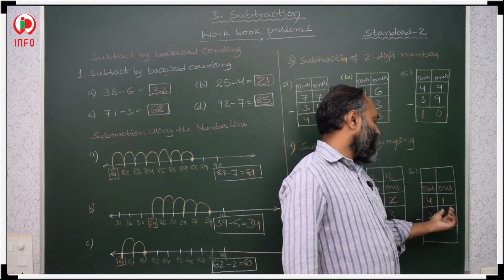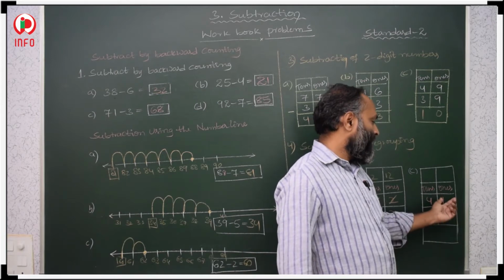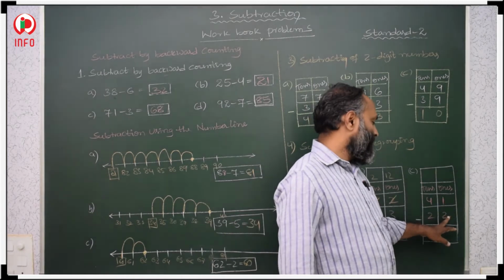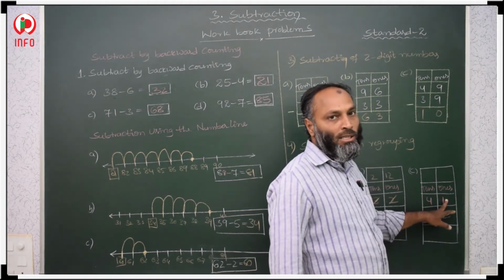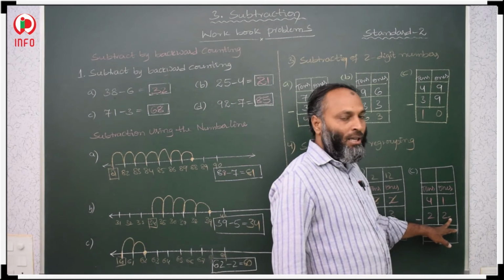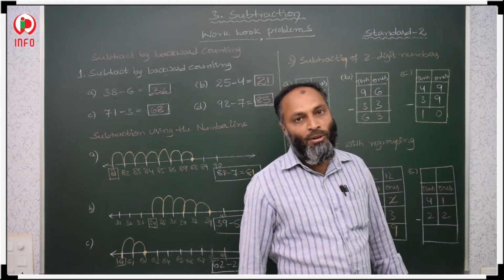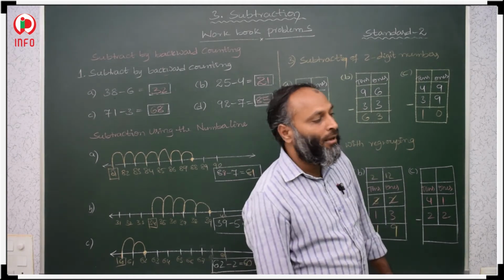Here 1 is there, here 2 is there. 1 is the minuend and 2 is the subtrahend. Here the minuend is lesser than the subtrahend. When the minuend is lesser than the subtrahend, then we have to borrow from the next place, means regroup. We have to regroup it.